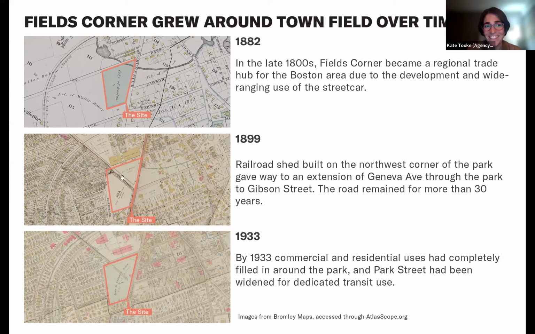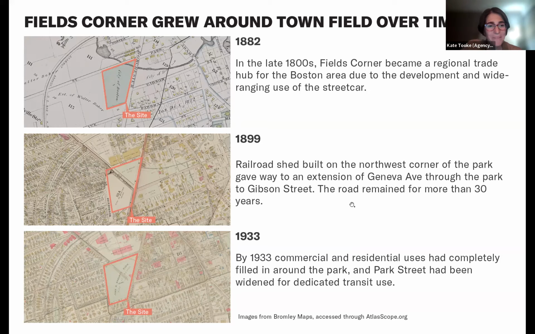Now in 1899, you can see that a railroad shed was built in the northwest corner of the park, and that gave way to an extension of Geneva Ave that actually cut this parcel into 2 pieces. That cutting of the park remained for more than 30 years and left some infrastructure that we'll explain, which is an important criterion to consider in the design of the future park. By 1933, the commercial and residential uses had really filled in around the park, and Park Street had been widened at the north for dedicated transit use. So it was really taking the shape that is in place today in terms of its edges and the uses surrounding it.